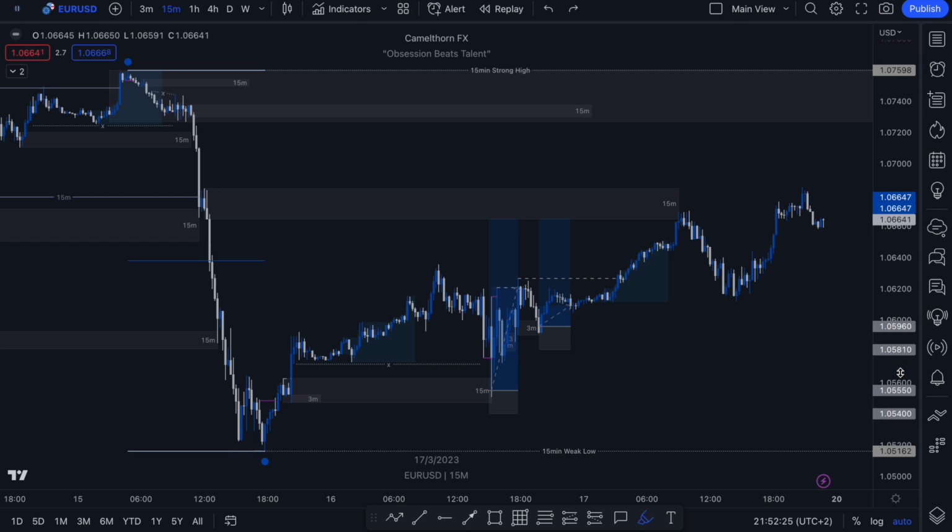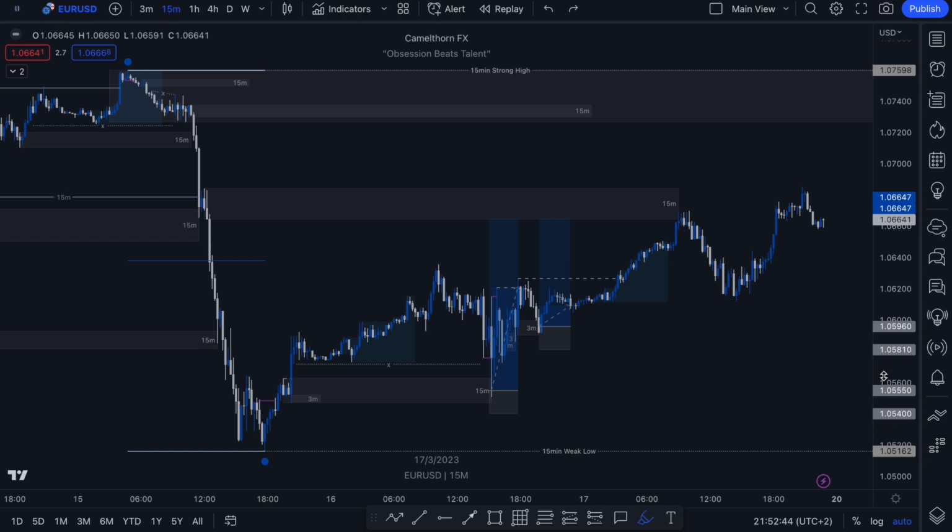Now, as always, we're going to be using the bar replay tool to track price action back to the start of my particular trading session. And I'm just going to be giving you guys a little bit of a breakdown as to how I managed to spot this particular trading opportunity. All right. In the interest of time, I'm going to be keeping all of my markups on the chart.